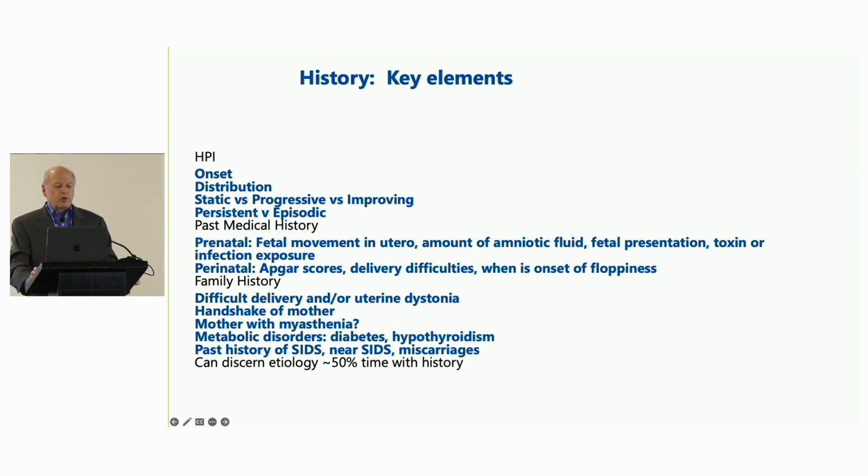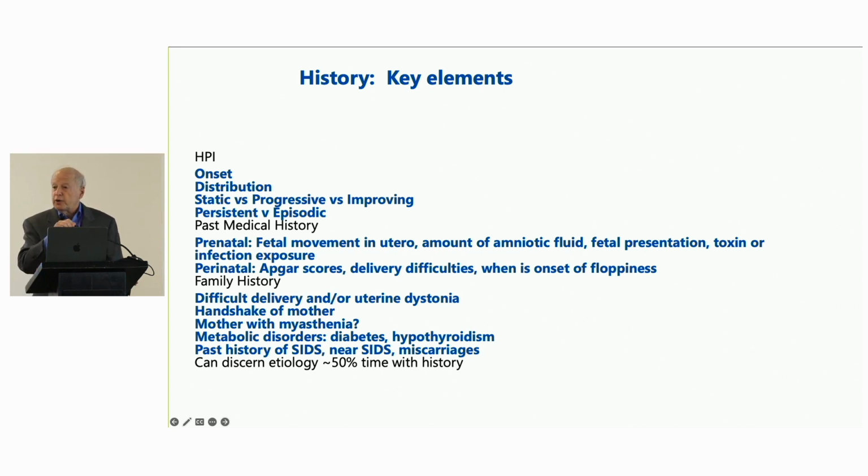Okay, and then of course, are there other things that happen that we know about? Does mom have a muscle disorder that we should be concerned about? For example, does mom have myasthenia gravis? Does mom have myotonic dystrophy? These are things which we will see in the baby that are very important.